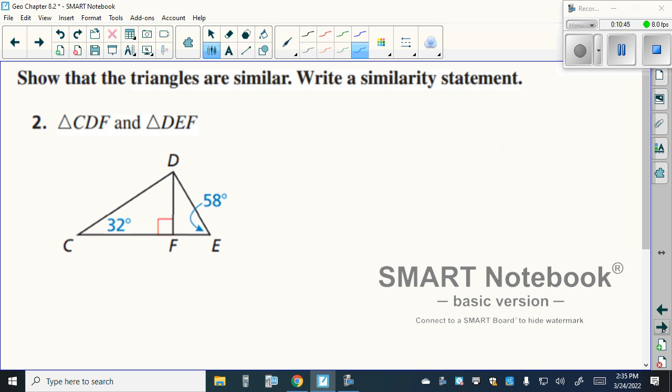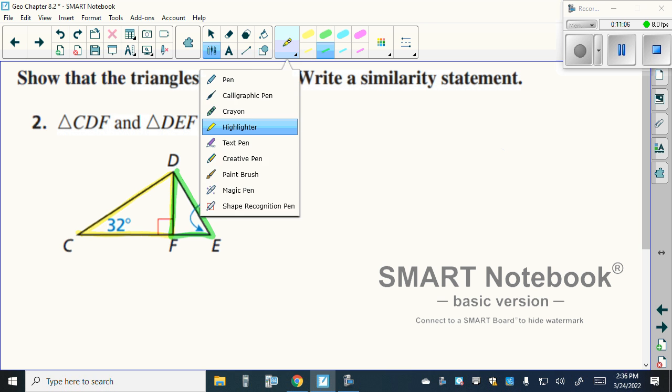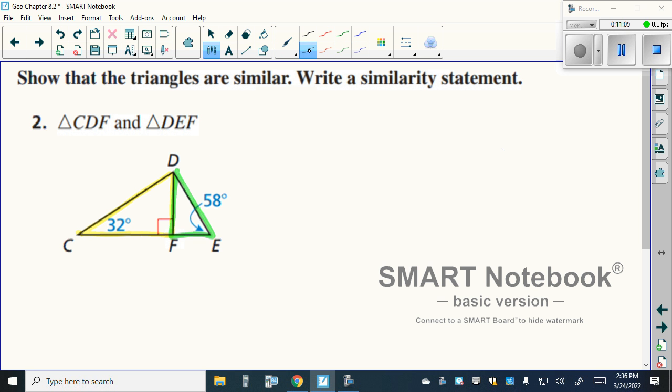All right, let's look at this one here. Write the similarity statement. Now, they did give us two triangles, CDF. So we have this triangle here. And we also have triangle DEF. Now this time, unlike the last few, they put the two triangles together next to each other, yes? Now we still need two angles to prove similarity. Angle, angle. Do we have one set of angles that are congruent?